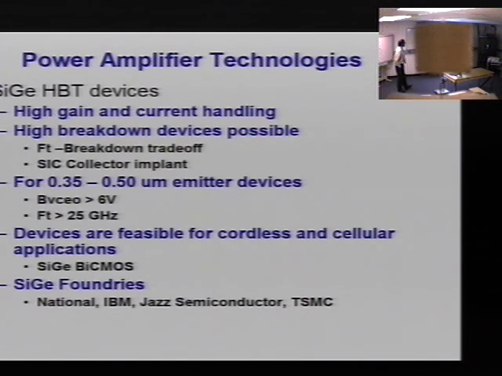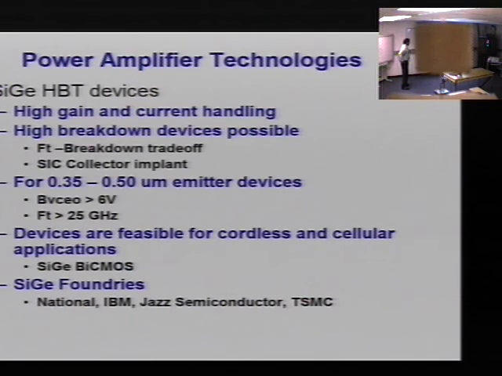Emitter lengths right now, emitter widths of about 0.35 to 0.5 micron devices. And this is the BVCEO, the collector to emitter breakdown voltage with the base open, which is not necessarily exactly the RF operation, but it's a figure of merit, looking at about 6 volts and an F sub t of greater than 25 gigahertz, which is really great, which might give you a good operation above 2 to 3 gigahertz or so.